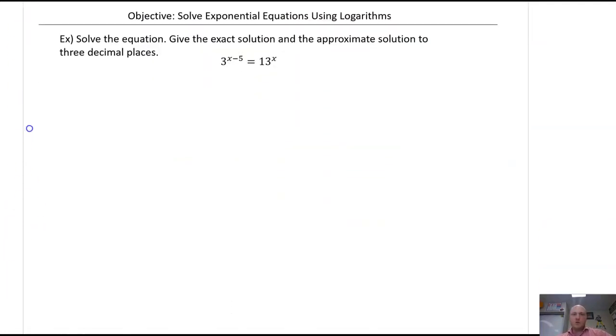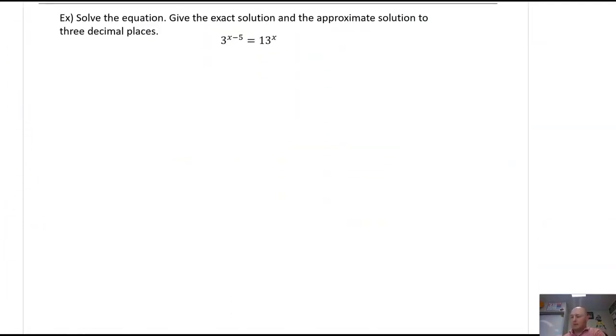Okay. So hopefully you guys did well. I have about, I think, one more example for you here. So in this one, we have 3 to the power of x minus 5 is equal to 13 to the power of x. Oh no, variables on both sides. What do we do? I'll show you how it's done.